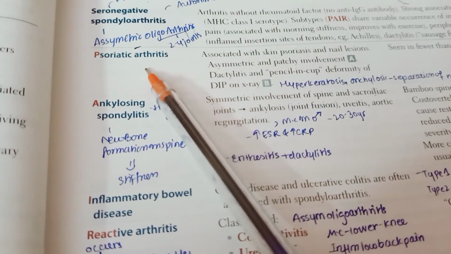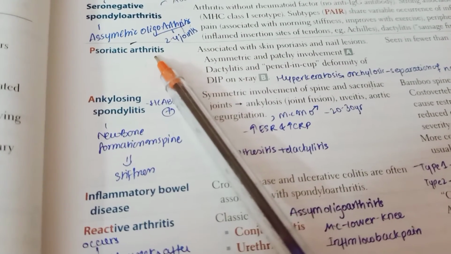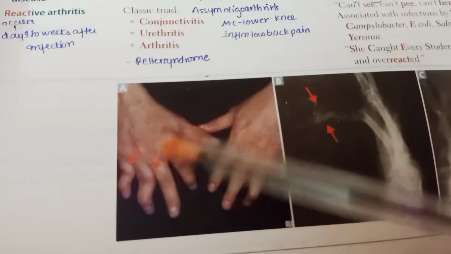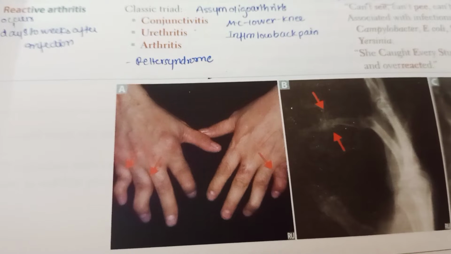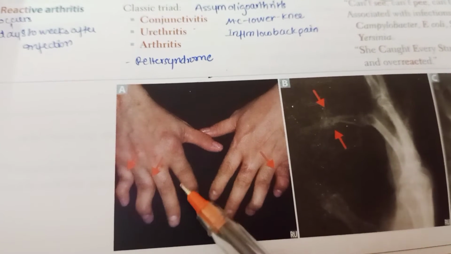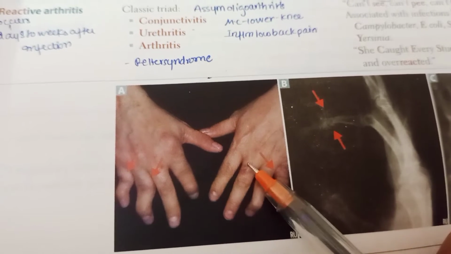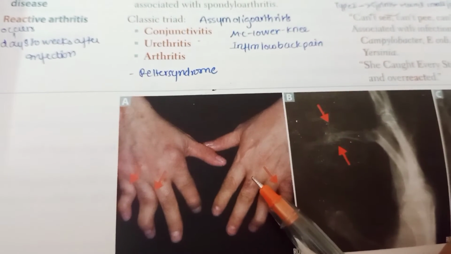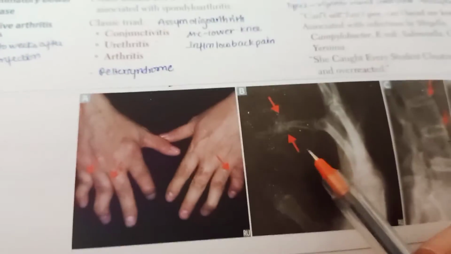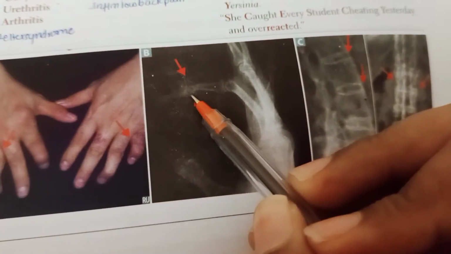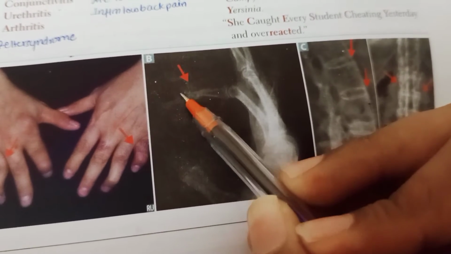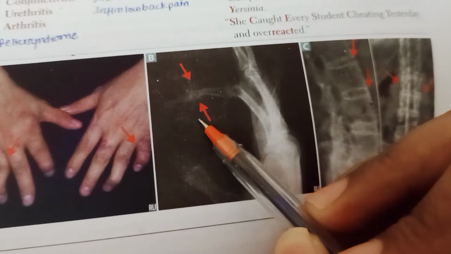So let us start with psoriatic arthritis. In the name itself, you can see psoriasis means there is skin involvement, and along with that there is arthritis. So you can see here, this is the skin involvement which you see in psoriatic arthritis, that is associated with nail lesions and skin psoriasis. It is asymmetrical and patchy. It also may involve dactylitis, that is the fingers may become swollen like sausages, and especially you can see the pencil-in-cup deformity in the distal interphalangeal joint. You can see here this is a pencil-in-cup deformity, these red arrows are showing.